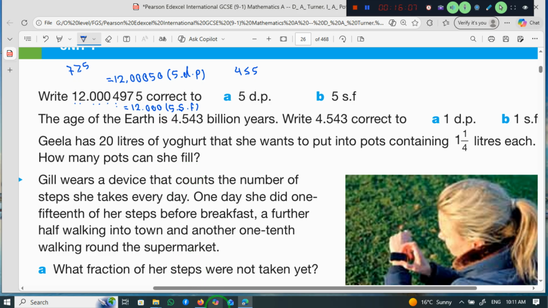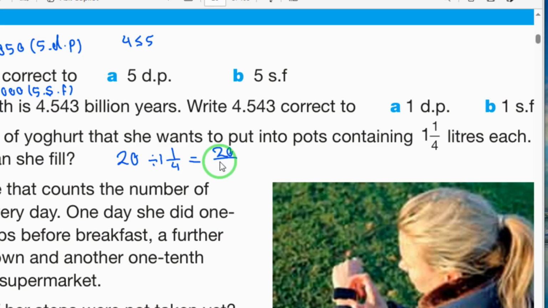So here we have, Jilla has actually 20 liters of yogurt that she wants to put into pots containing 1/4 liters. Here we divide 20 divided by 1/4, so here it's equal to 20, because it doesn't have denominator, its denominator is 1 divided by, here we convert in proper fraction, 1/4. Now we simplify as well.